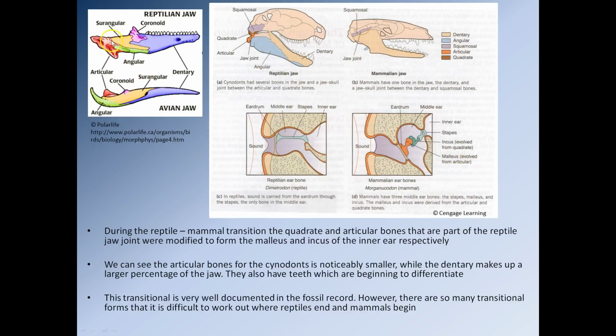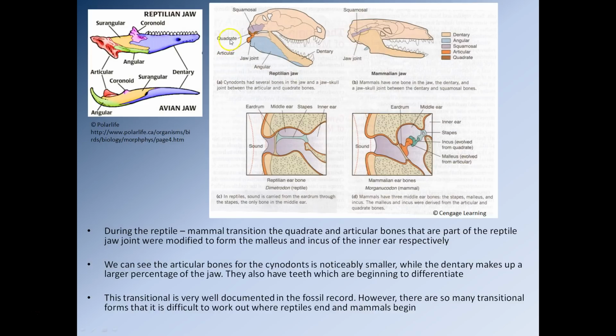So here's the articular bone in a reptilian jaw and in an avian jaw. You can see when we look at the mammalian jaw, it's no longer there. And the green bone here, which is called the incus, that evolved from the quadrate bone of the jaw. The quadrate bone is not marked out in these diagrams, but here's the quadrate, this brown bone right here. When you get to the mammalian jaw over here, it's gone.